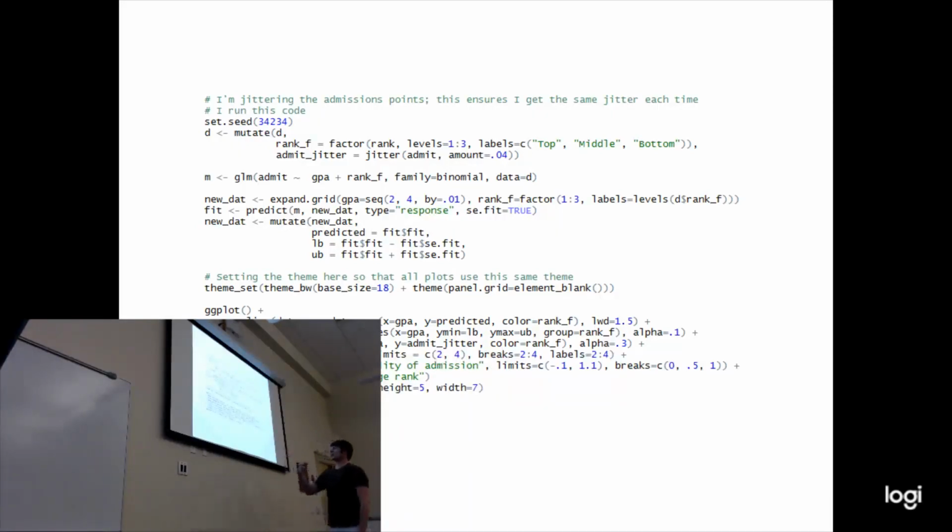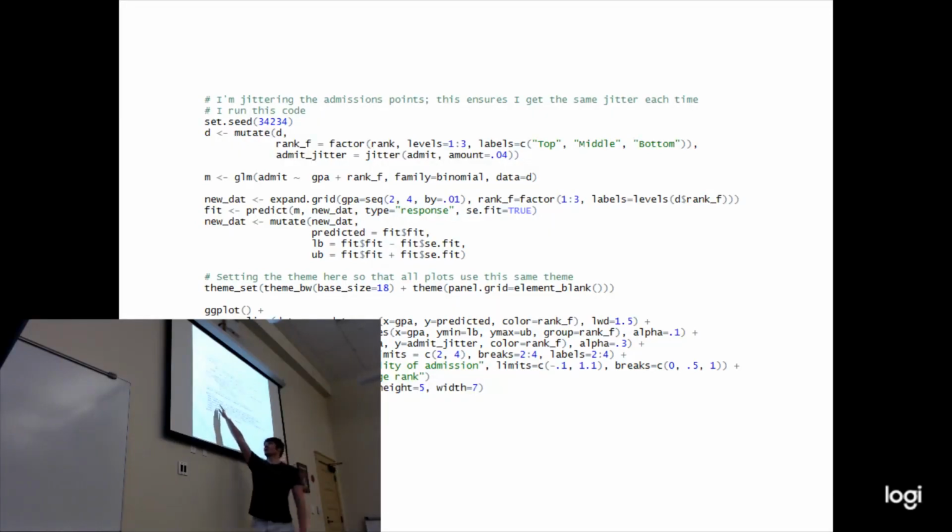Another note about what I'm doing here: I'm using this function called theme_set. If you're making a bunch of graphs and you want them to use the same theme, but you don't want to have to add that extra text every time, that's something you can do. Say theme_set. That just says, use this as the default theme for the session.